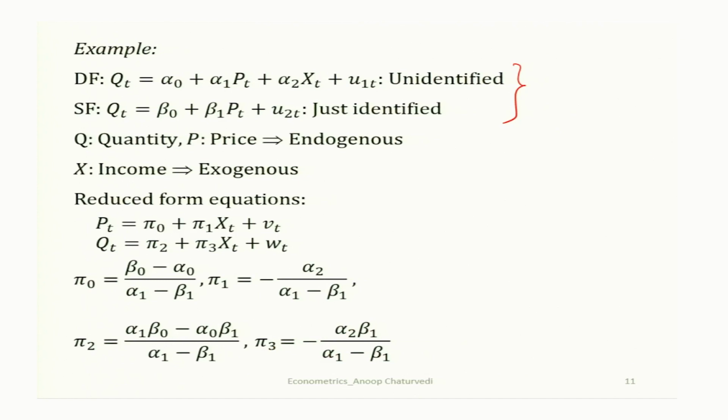So, you just equate these two equations, demand function and supply function, and solve it for P. So, you get this equation, and then substitute this value of P into any of these two equations and solve it for Q. So, you get this second equation.